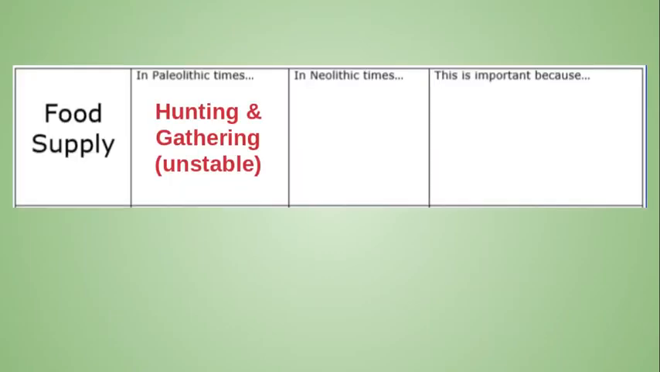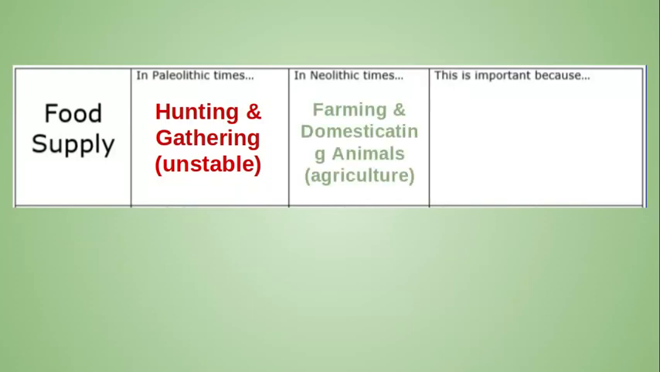I want you to write down that we were hunting and gathering. And in parentheses, I have the word unstable. Then in Neolithic times, we are farming and domesticating animals. This is called agriculture. Agriculture.